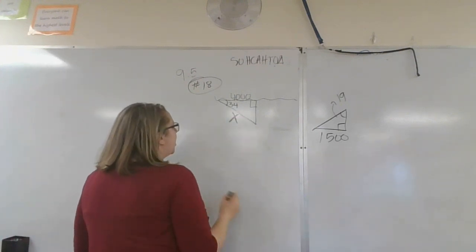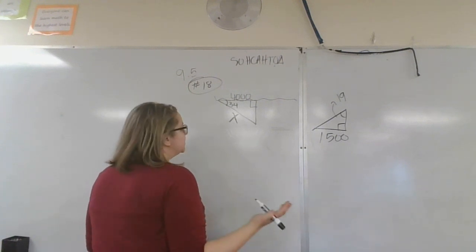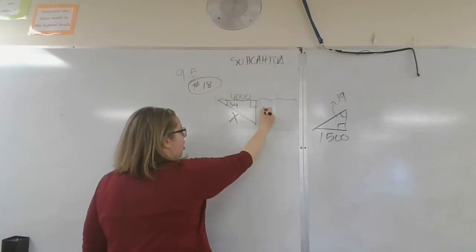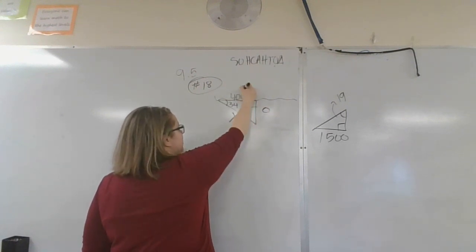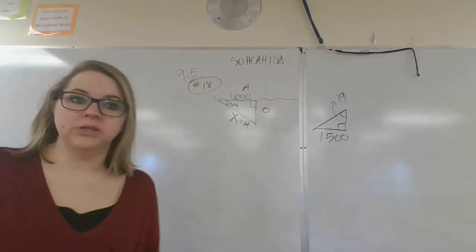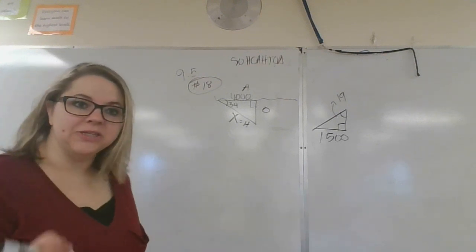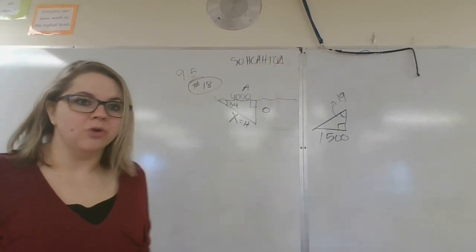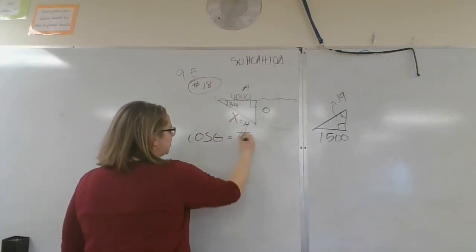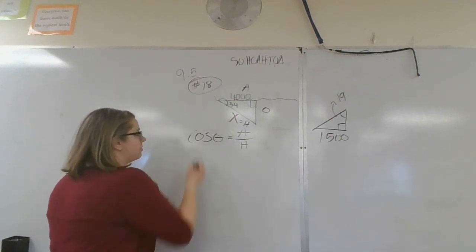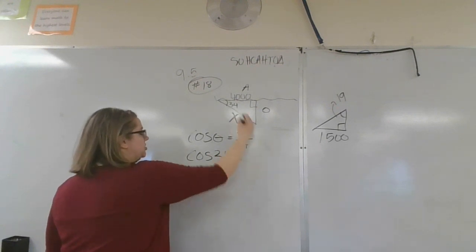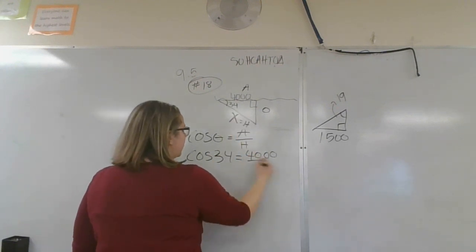Okay, so I got to decide if I'm going to use sine or cosine. Let's label our angles. So according to this angle, this is my opposite side, this is my adjacent side, and this is my hypotenuse. So sine, cosine, or tangent has hypotenuse and adjacent. Which one of those have that? Well, it's got to be cosine, because cosine of an angle is adjacent over hypotenuse. So I'm going to fill in my blanks now. Cosine of 34 equals my adjacent side is 4,000. My hypotenuse is X.